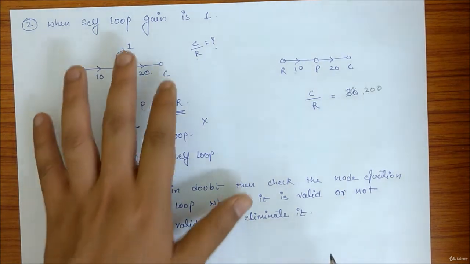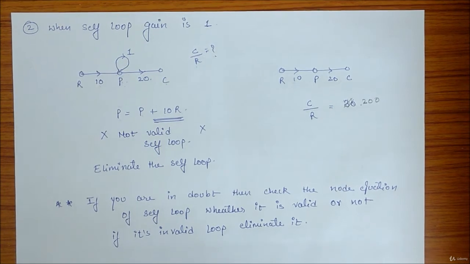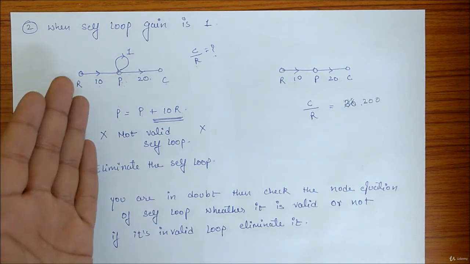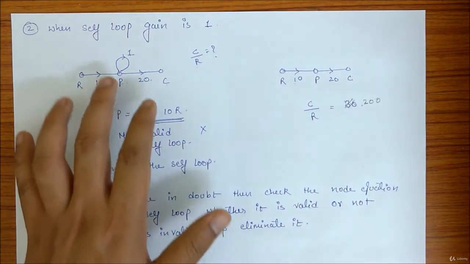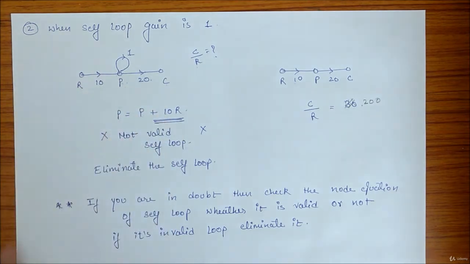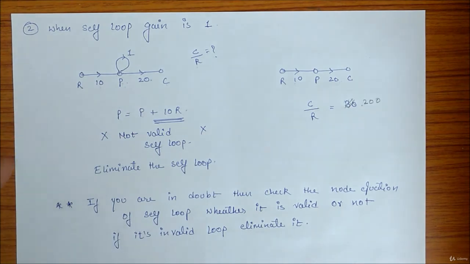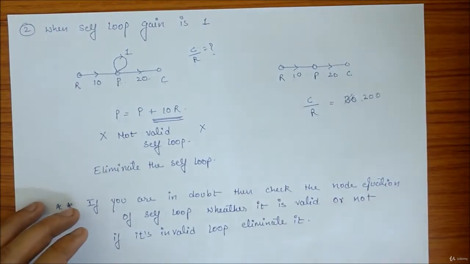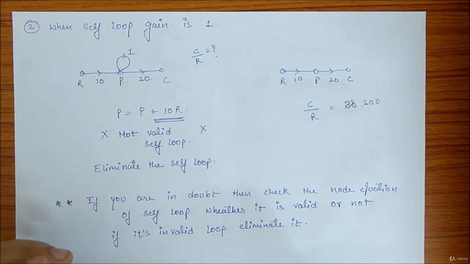Whenever you are in doubt about this kind of exception, just write the node equations. Generally you will get small signal flow graphs just to check your concept. This equation is not valid here. Sometimes you can also solve C by R by looking just at the equation. So whenever you have small SFGs, go by the node equation method rather than going for the Mason's gain approach. It will be better. You will get a better picture whether the equations are valid or not.